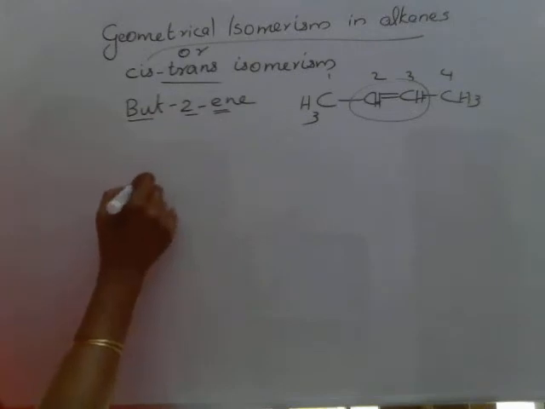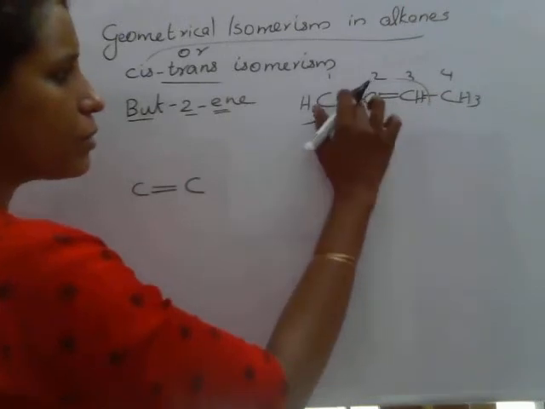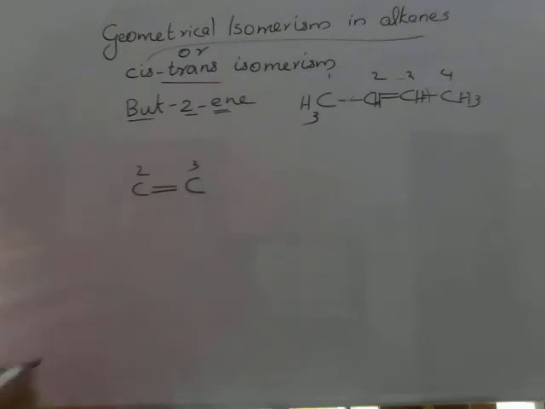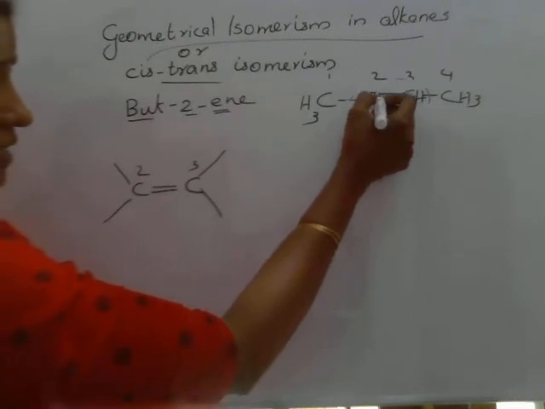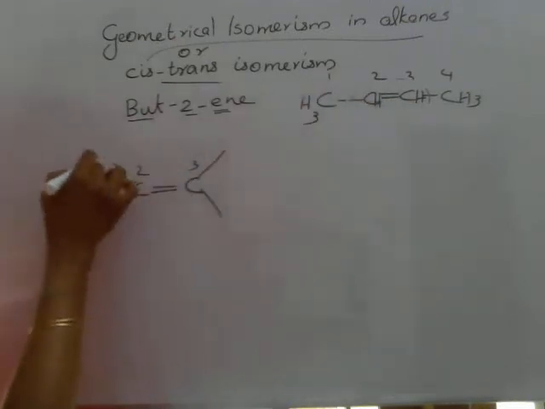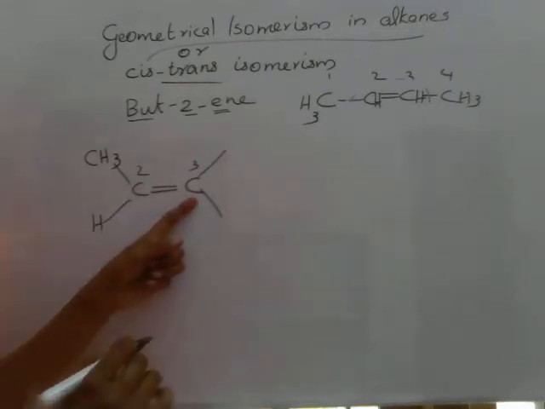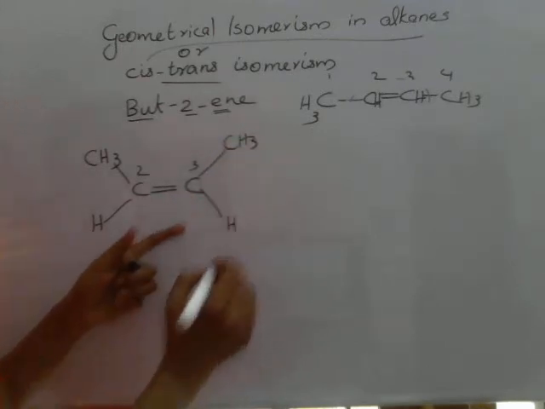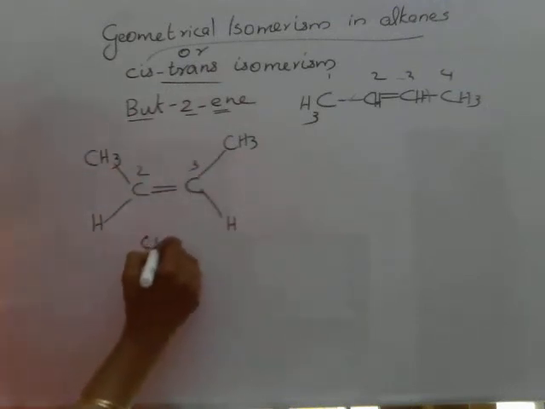Let us draw the two ways of arranging these groups around the carbon-carbon double bond. The 2,3 carbon atoms are the double bonded carbon atoms of but-2-ene. How to arrange the groups? On carbon number 2, it contains a methyl group and one hydrogen atom. If I put methyl group above, hydrogen below. Carbon number 3, the second doubly bonded carbon atom, also CH3 group above, hydrogen below. Means identical CH3 groups above the double bond, hydrogen atoms below the double bond. Identical groups on the same side of the double bond. So this is the cis isomer.